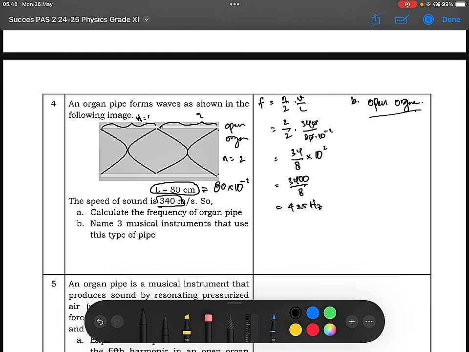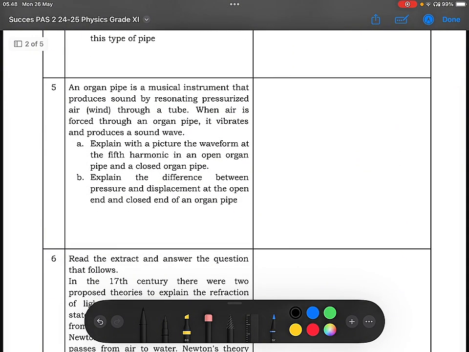Okay, this is the key. Number 5. An organ pipe is a musical instrument that produces sound by resonant pressure of air moving through a tube. When air is blown through an organ pipe, it vibrates and produces a sound. Expand with the picture. The wave form of the fifth harmonic in an open organ pipe. Fifth. Okay. The first is the open organ pipe.